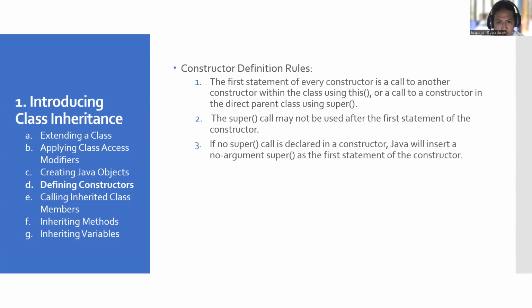If no super call is declared in a constructor, Java will insert a no argument super as the first statement of the constructor. So as we saw previously, when we are creating constructors, we are not calling this super method call. We're not calling a constructor of the direct parent class because Java automatically inserts this. So we don't have to call this if we don't require it.